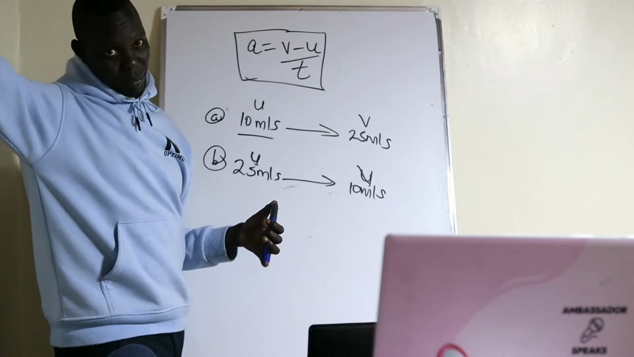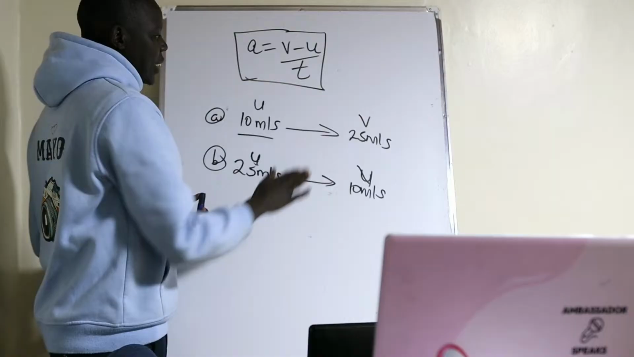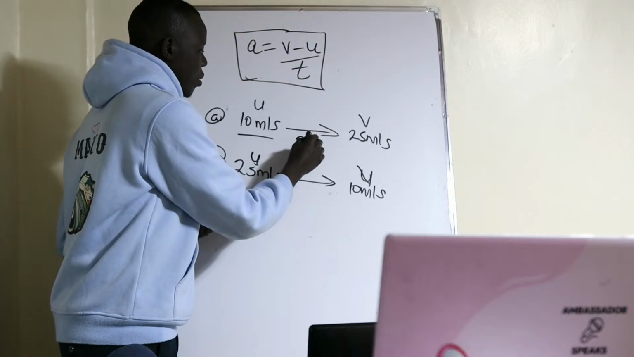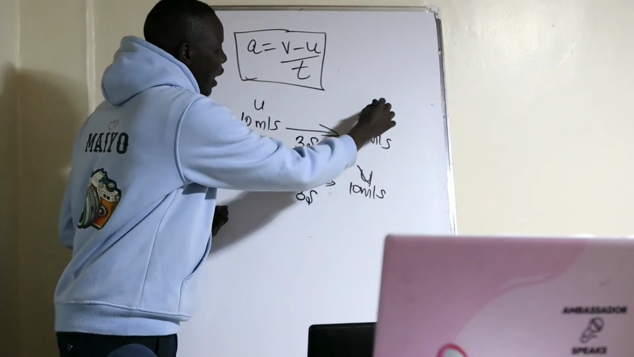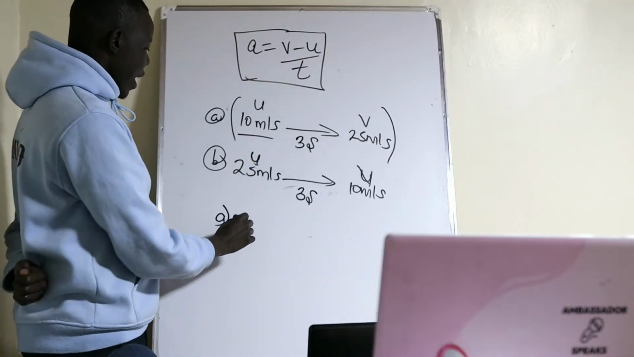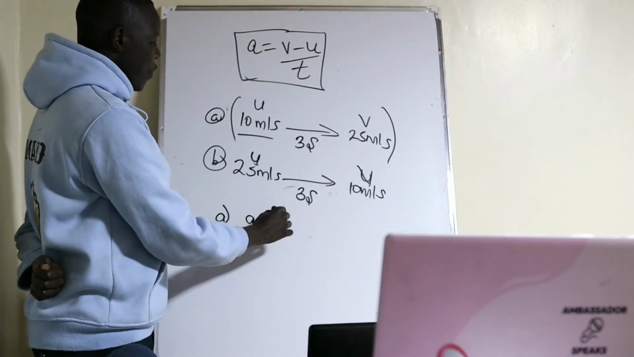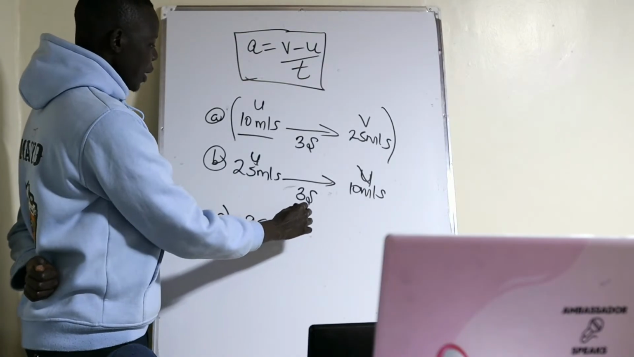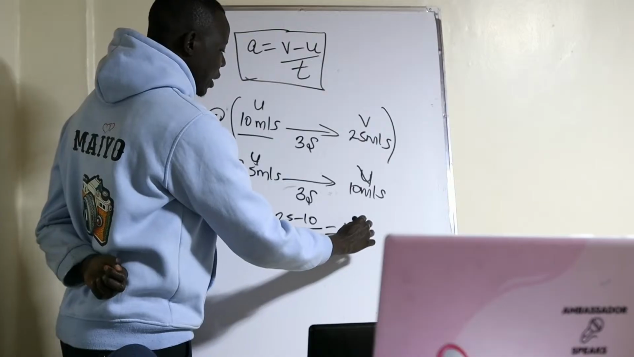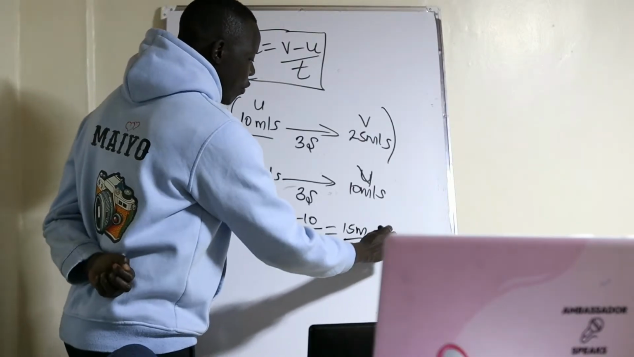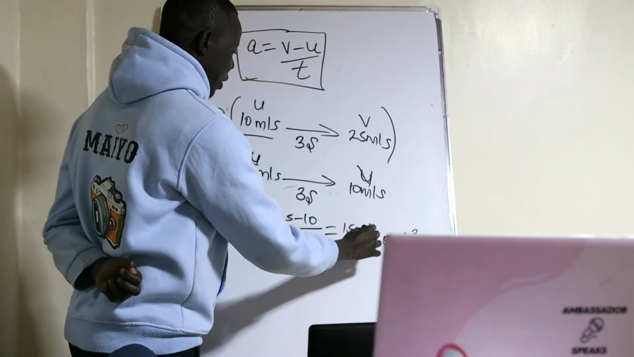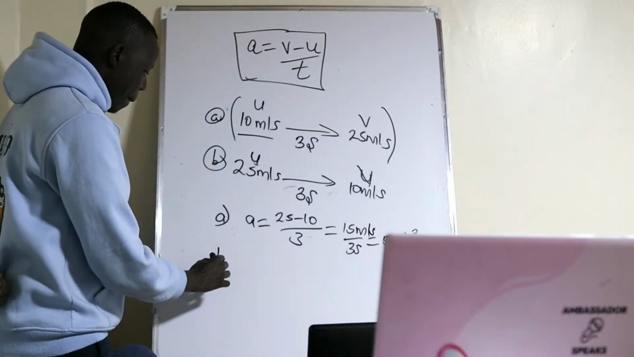Deceleration. Let's say in this case the time in each case is 3 seconds. If I have to calculate acceleration here, I will do it for A. The acceleration in A is given by V, which is 25, minus 10, over 3, which is 15 meters over 3 seconds. That gives us 5 meters per second squared. No, this one is 15 meters per second. Yes, good. Now we have B, this one.